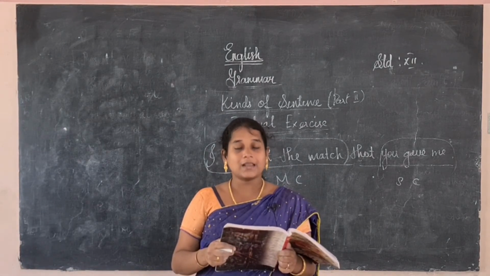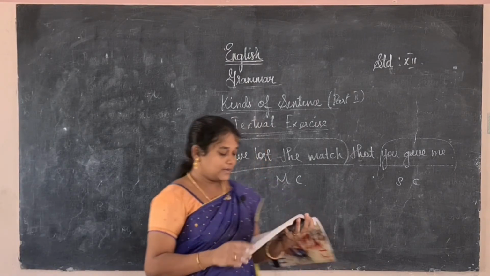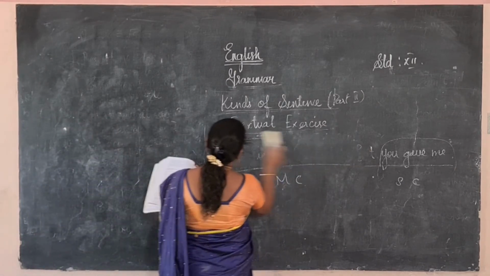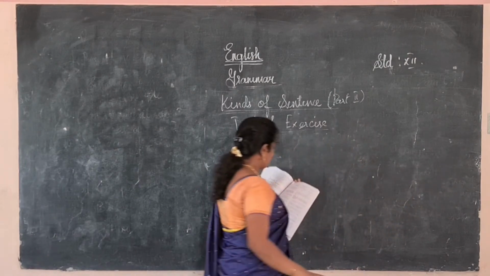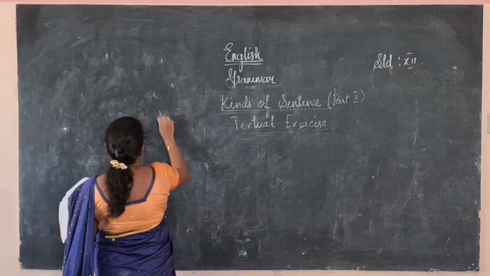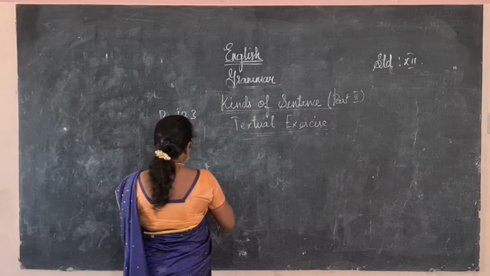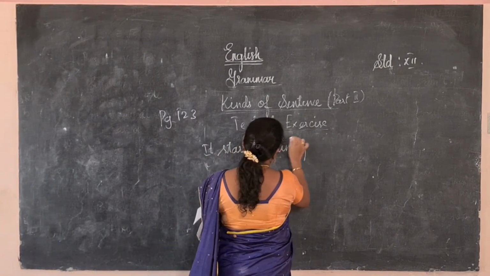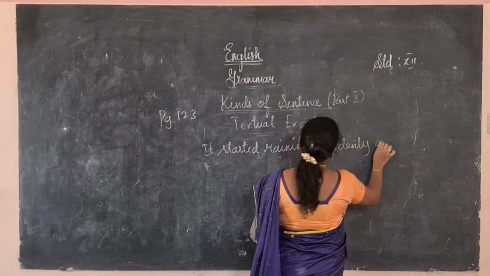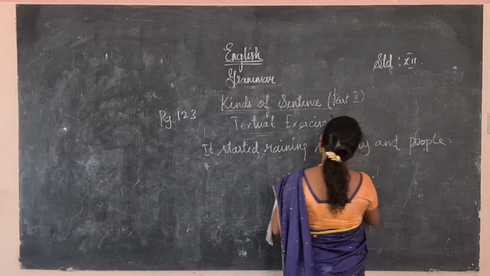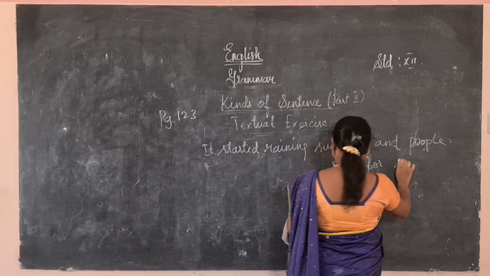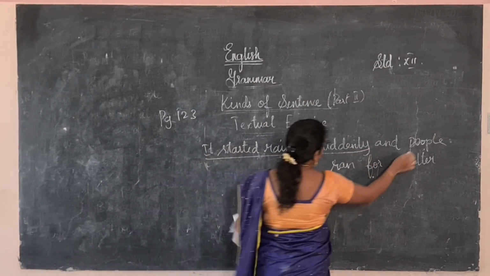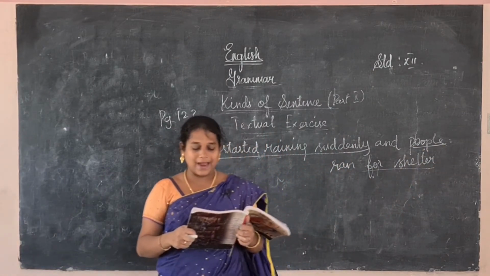It started raining suddenly and the people ran for the shelter. In page number 123 it is given. Here we have to find the two main clauses. It started raining suddenly is one main clause. The people ran for the shelter is another main clause. And is the conjunction given there.